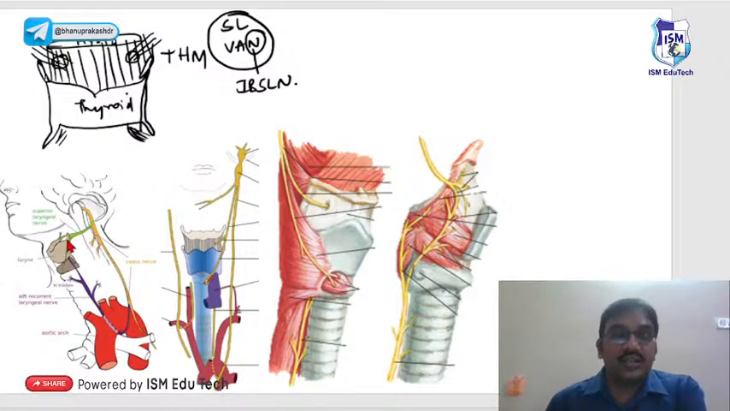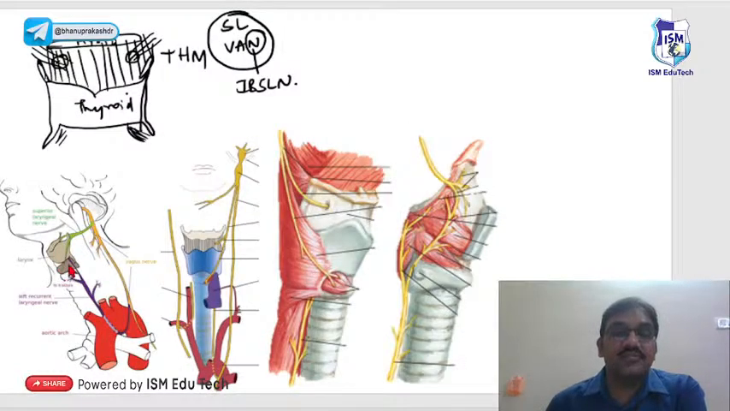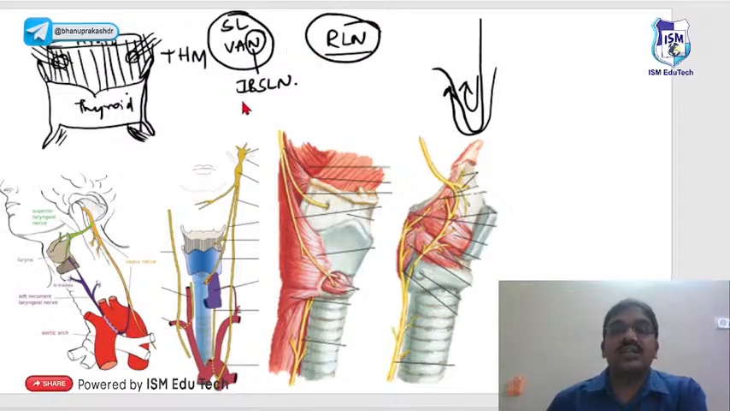So the SLN division is over. The external branch supplies the cricothyroid and the internal branch goes inside and supplies the mucosa below the level of the vocal cord. Clear? Now the other branch, the recurrent laryngeal nerve. On the left side, the recurrent laryngeal nerve is a bit lengthier than the one on the right side. Why is it called recurrent laryngeal? Recurrent means it goes below the level of the vocal cord and again comes up, supplying the vocal cords, the vocal cord musculature and the larynx.